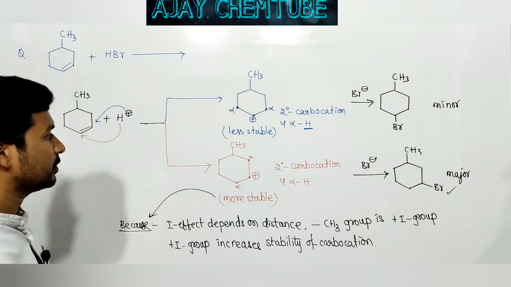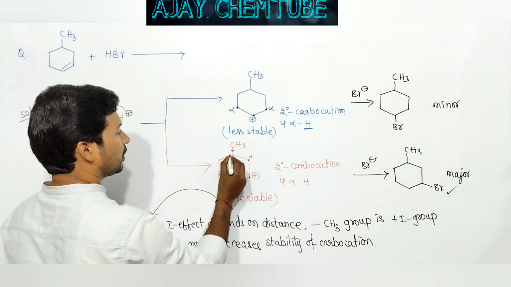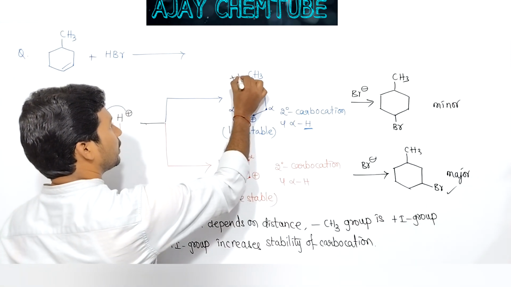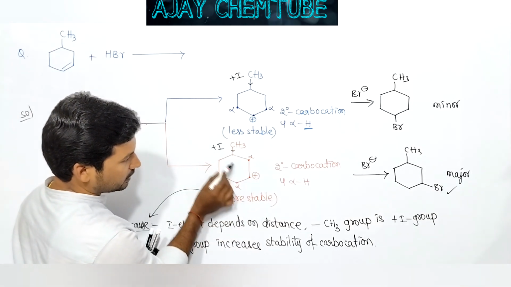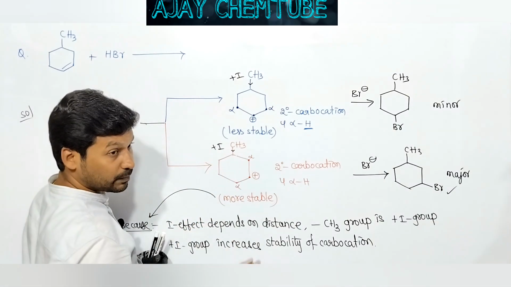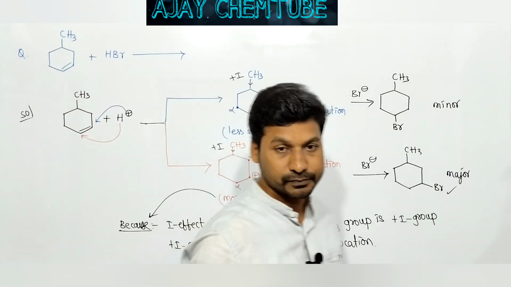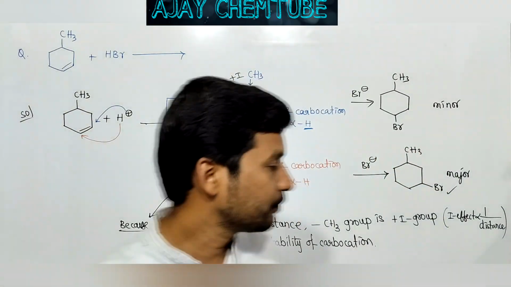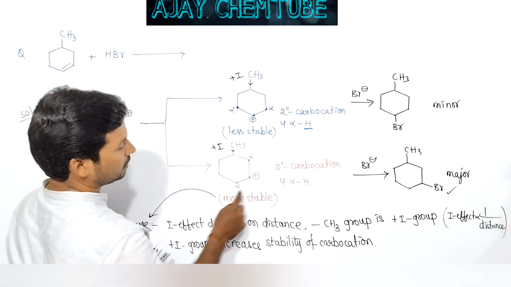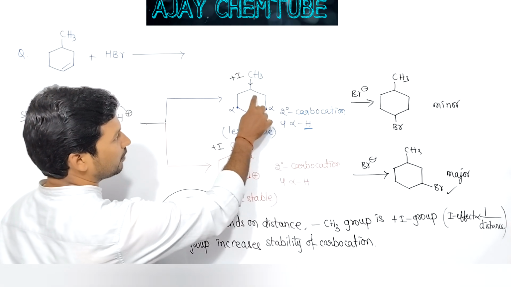So both have plus I groups. Here this is a plus I group and this is also a plus I group. Plus I group here, plus I group here. But where is the distance less? Distance is less here. As the distance increases, the plus I effect decreases along the carbon chain. The plus I effect is inversely proportional to what? Distance. As the distance increases, the I effect decreases. Here this is positive, here this is positive, here more distance.